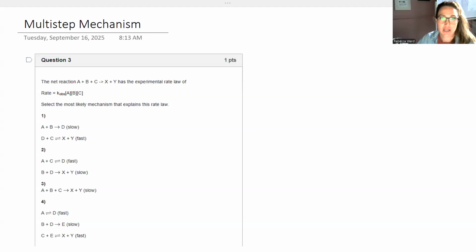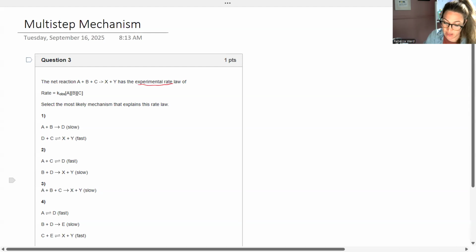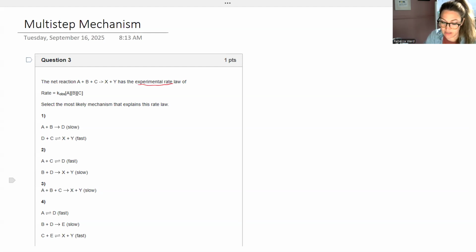All right, let's try this exam style question on multi-step mechanisms and their rate laws. We are given a net reaction, A plus B plus C goes to X, Y. Somebody has already gone into the lab and measured the experimental rate law, and knows that the rate law is equal to some K value, just whatever rate constant, times A times B times C.